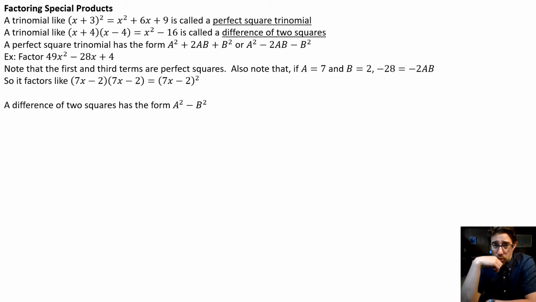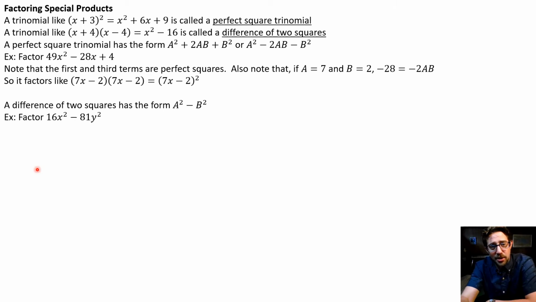For a difference of two squares, it only has one form it can possibly take, unlike the last one. It's always going to be something squared minus something else squared. These are much easier to recognize because they're the only kind of trinomials, I guess, that only have two terms in them, so they're really not trinomials. So let's look at this.